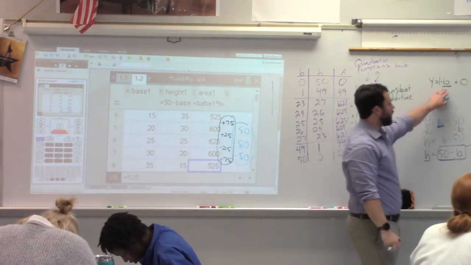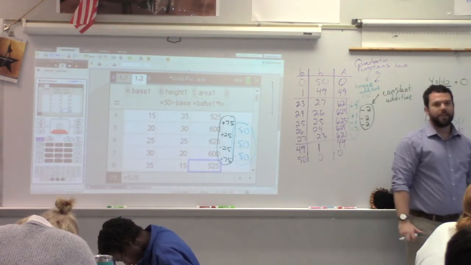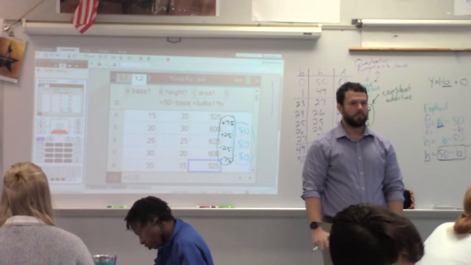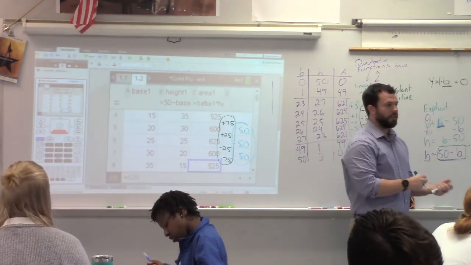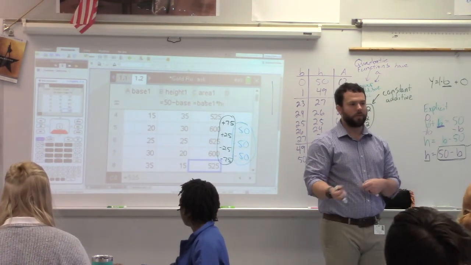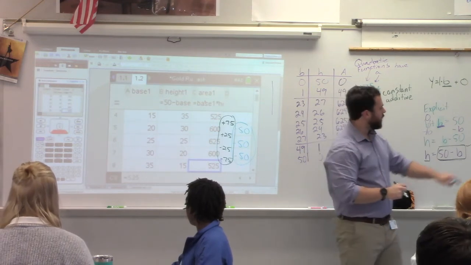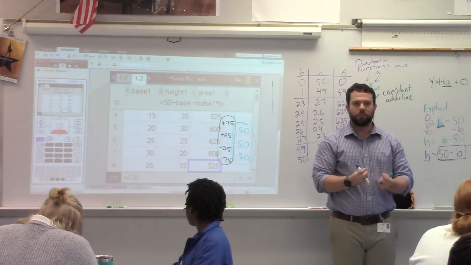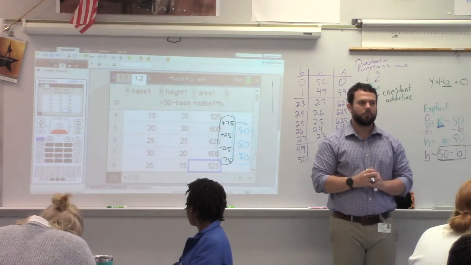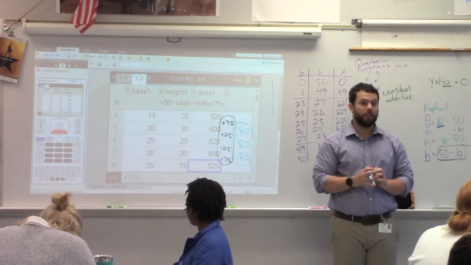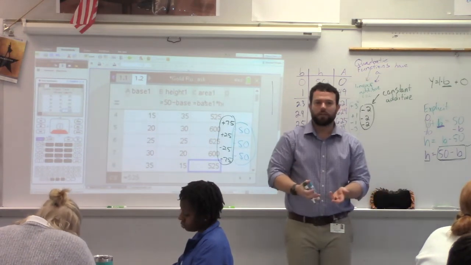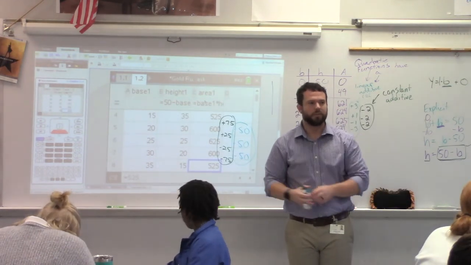So that's linear. 50 minus b, that would also be linear. You can switch around. Negative b plus 50, it's got a slope and a y-intercept. So when we look at the factored form of quadratics, it's the product of what two types of functions? Linear. A quadratic function is the product of two linear functions.